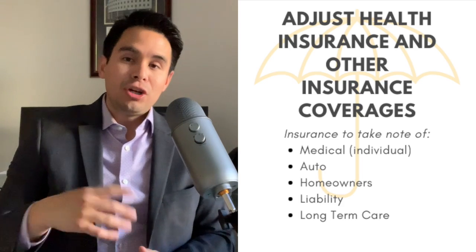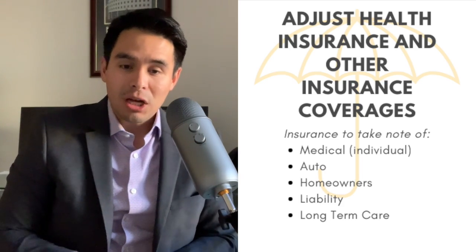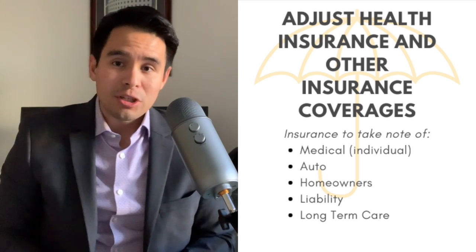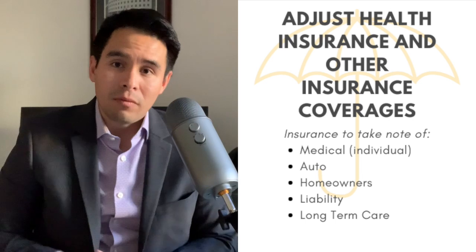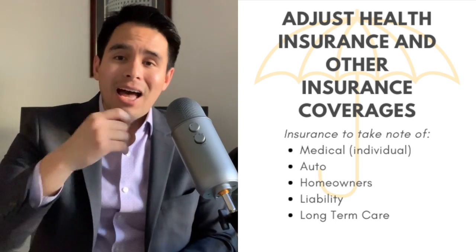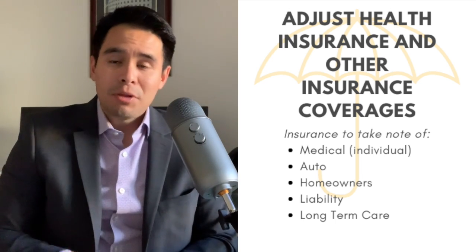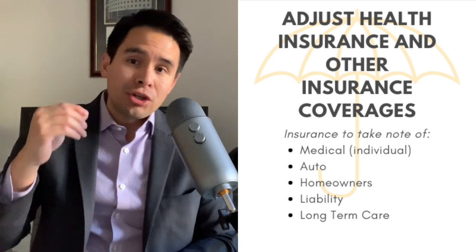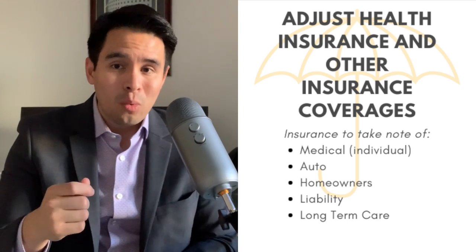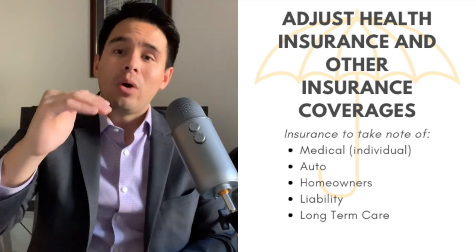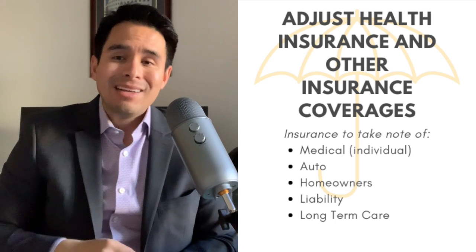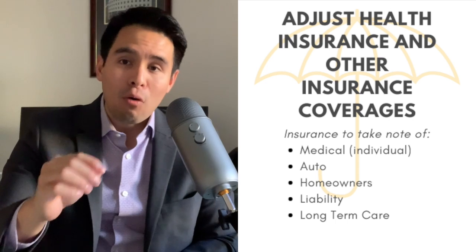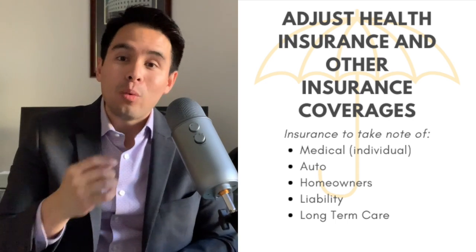The next thing is adjust health insurance and other insurance coverages. Upon your passing, it's going to be time for the partner or spouse to set up their own health coverage. So who to call for that, how to get that done, write that out. Same thing goes for auto, homeowners insurance, liability, long-term care. The insurance company is going to need to know that you passed away. So what steps do you take? What numbers do you call, or who do you call to inform them of your passing and let them know what's happening? So write that out for the surviving spouse or partner so that they know what to do.